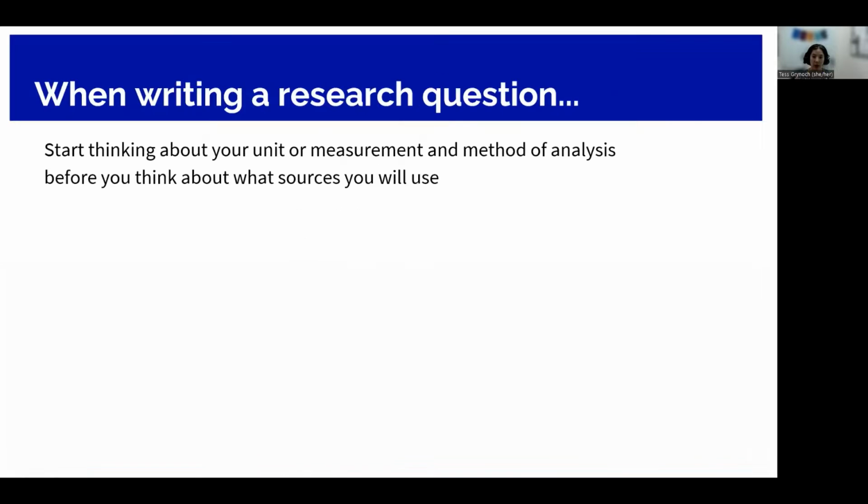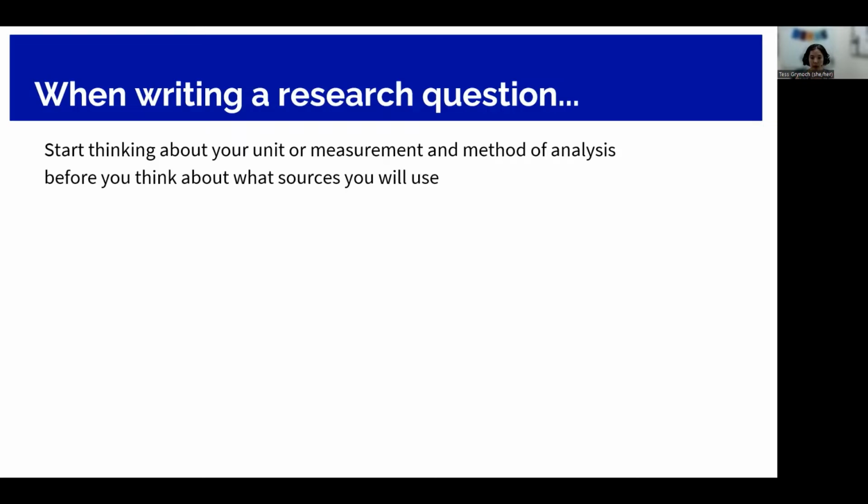A research question for a data search is similar to a research question for a literature search in regard to pulling out the key concepts of your question to determine your search terms and using broader and more specific terms to increase and decrease the number of search results respectively. One of the main differences, though, is that for a data search, you want to start thinking about your unit or measurement and method of analysis when writing your question, and before you start thinking about what sources you will use.